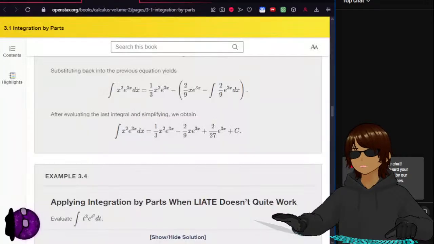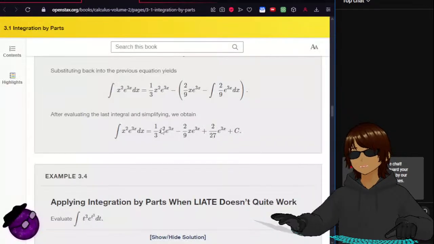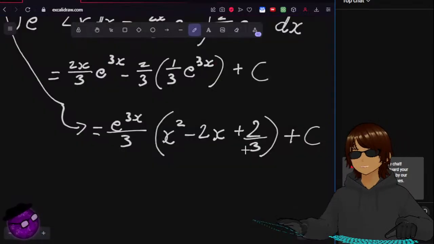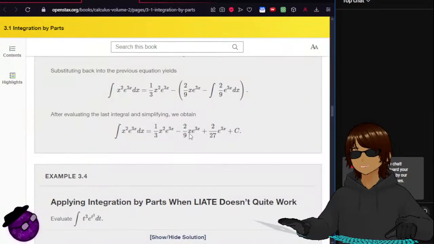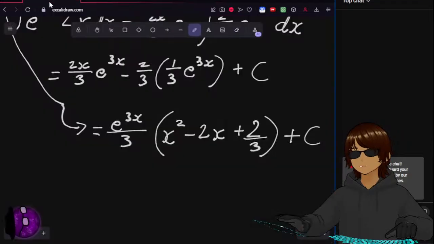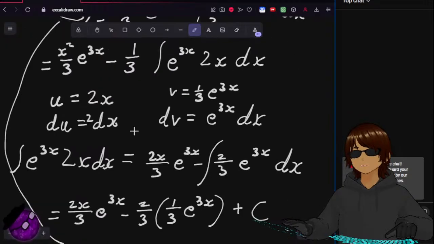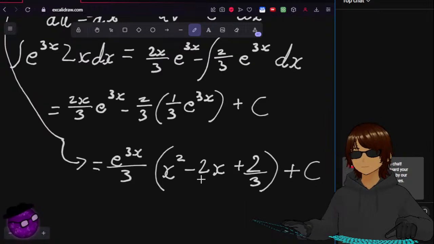So where did I make a mistake? The first term is right. E to the power of 3x over 3 times x squared. This term is right. The last term is 3 times 3 is 9. I'm missing 3 from both of these. I'm missing 1 over 3. So let's see where I made that miss. Oh, 1 over 3, it's here. Nine.